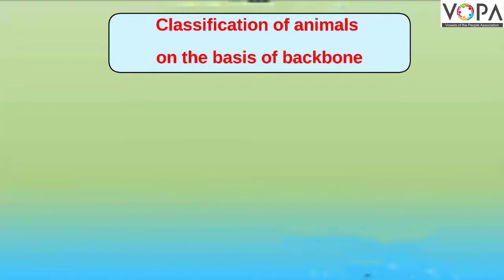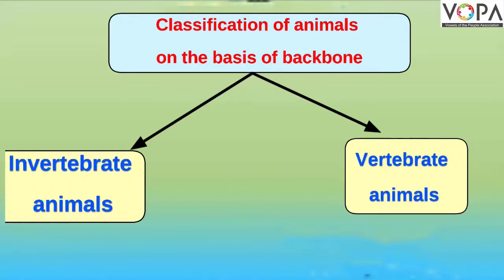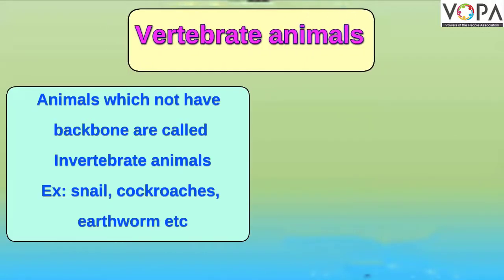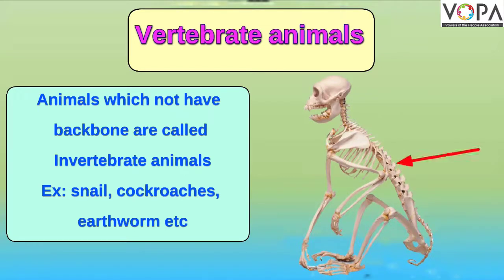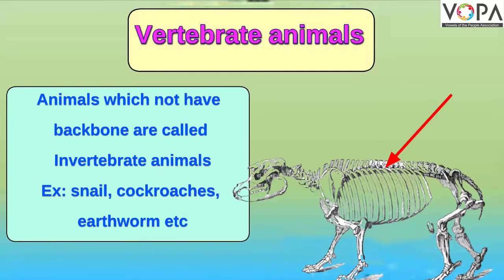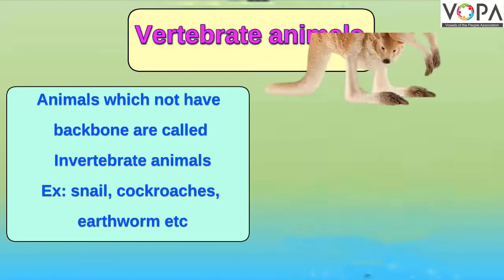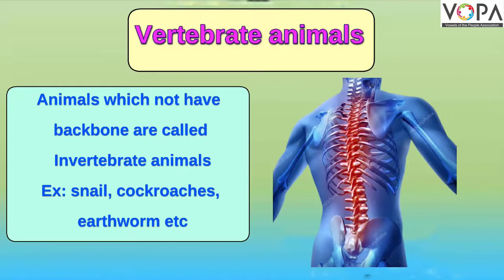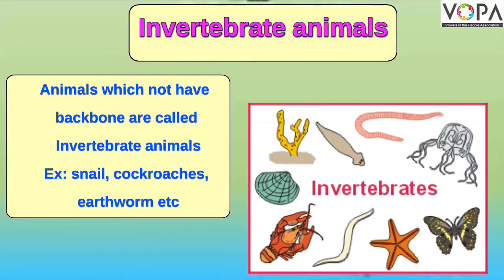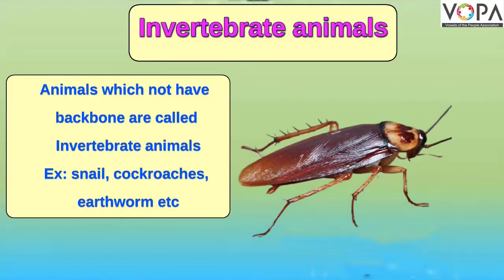Classification of animals on the basis of backbone. On the basis of backbone, animals are classified into two main classes: vertebrates and invertebrates. Animals having spines or backbones are called vertebrate animals. For example, snake, birds, fishes, kangaroo, human beings, etc. Invertebrates: animals not having spines or backbones are called invertebrates. For example, snail, cockroaches, earthworms, etc.